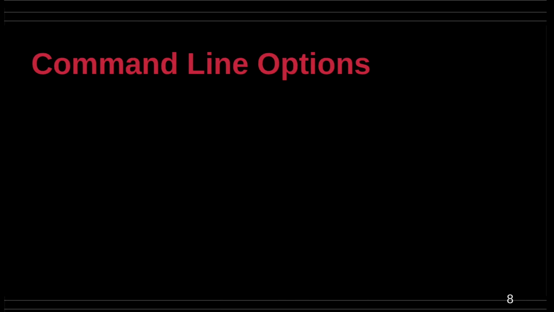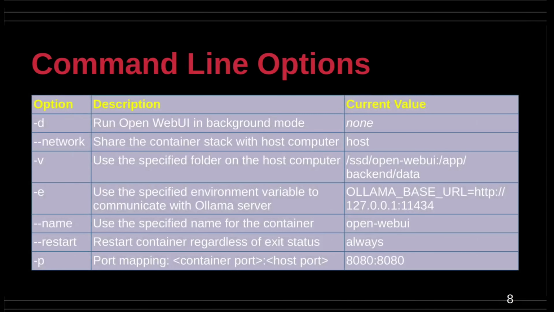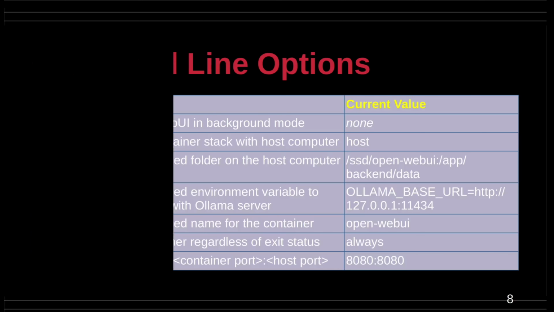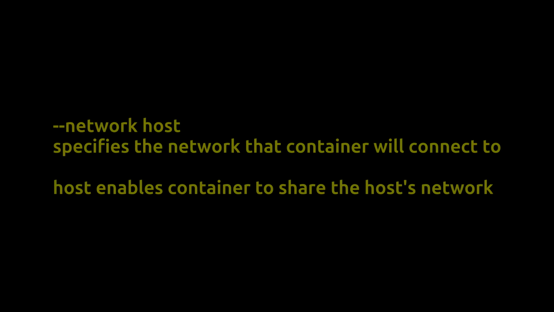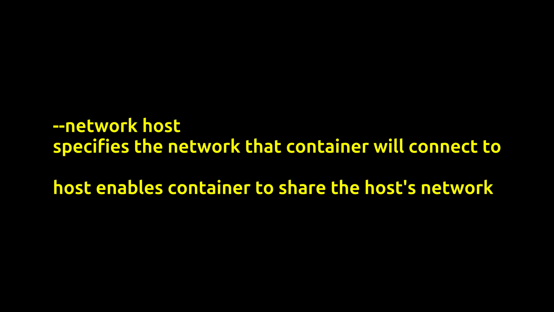Here is the description of the command line options. -d runs the container in the background, that is, in detached mode. Docker starts the container and then immediately returns control to the terminal so that you can use your terminal for other tasks while the container runs in the background. --network specifies the network connection for the container. In this example, the container will use the host machine's network stack directly.